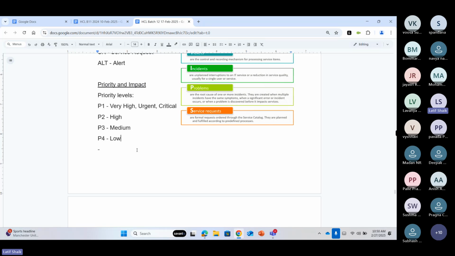For example, if I got two P3 tickets, whichever came first, I have to resolve or follow up on that one first.